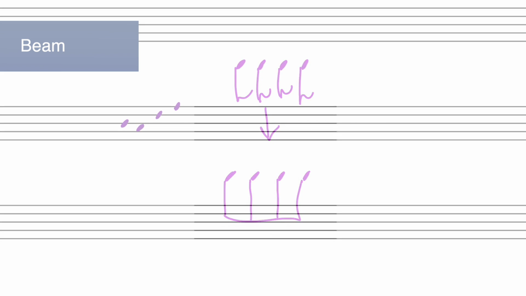Of course, the beams go at an angle in many cases, and that angle is typically dictated by the first and last notes of the group. So if the last note of a group is higher than the first note, then the beam will typically slant upward in a way that represents that slope. If the last note of the group is lower than the first note, then usually the beam will slant downward.